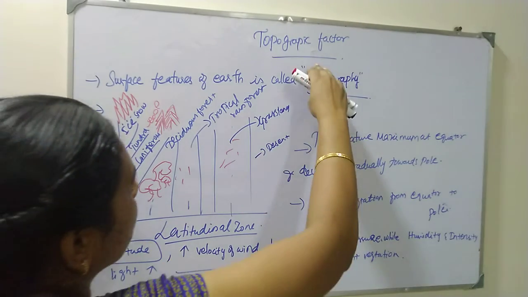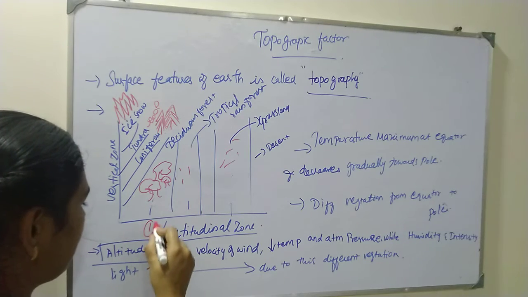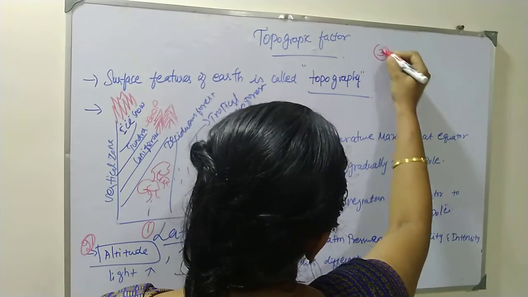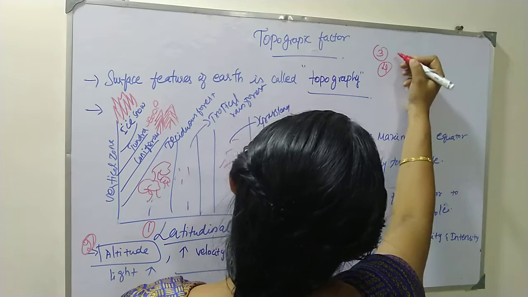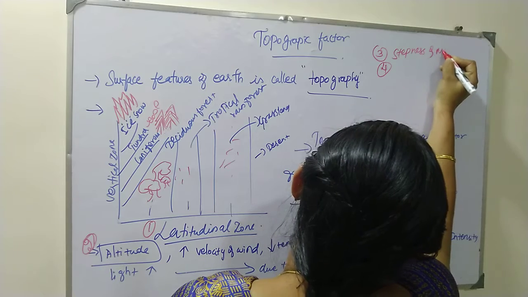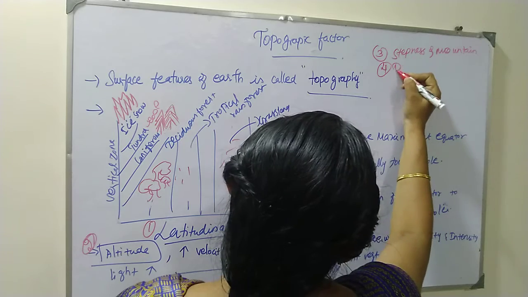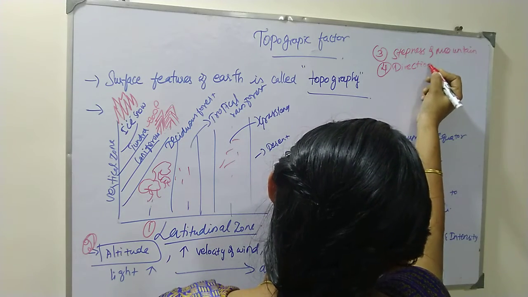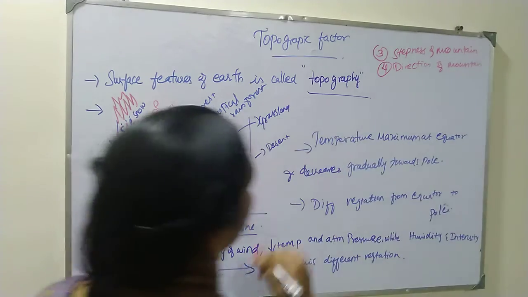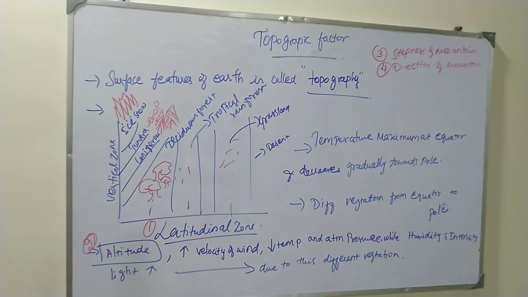And along with this topographic factor, I explained to you about the latitude and the altitude. First, I have explained about latitude. Next, I have explained about altitude. Third one, I have to explain about the steepness of the mountain, as well as the direction of the mountain. So this is also topography only, differences in the surface structure of the earth. Okay, these two I have explained.